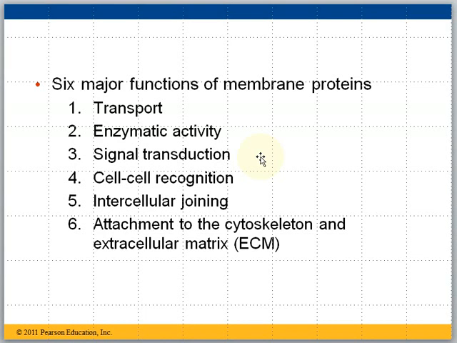Number 3 is called signal transduction, and that's basically a messenger. We'll talk about that. Number 4 is cell-to-cell recognition. And number 5 is intercellular joining. So that is getting to how the cells stick together and more of the cytoskeletal portion. And number 6 is attachment to the cytoskeleton and the extracellular matrix. And again, that's going more to the physical portion of attaching cells together or attaching cells to all that extracellular matrix that's outside of the cell that we talked about in the previous chapter.